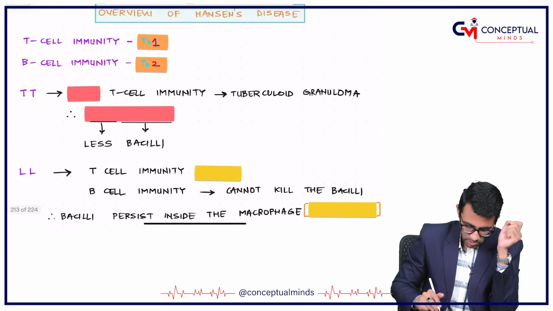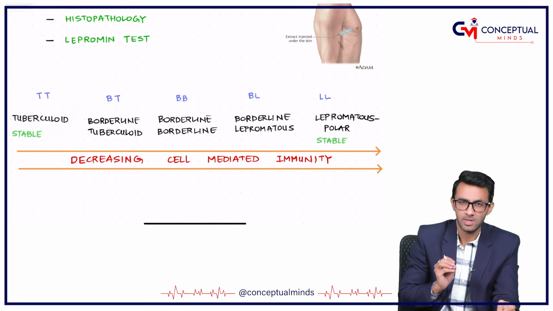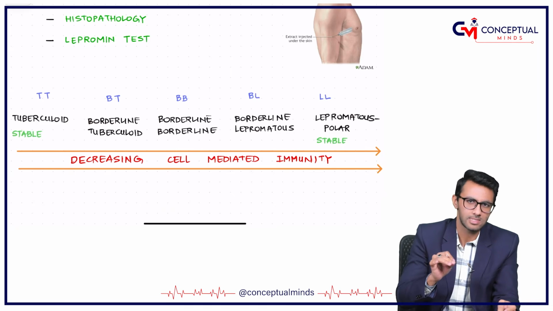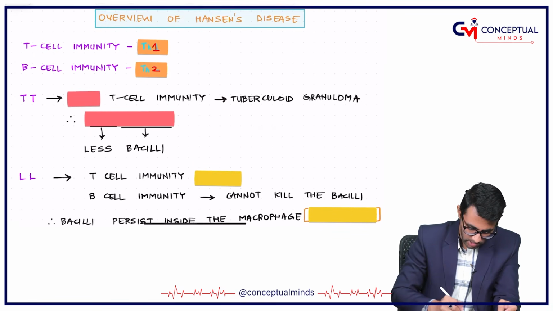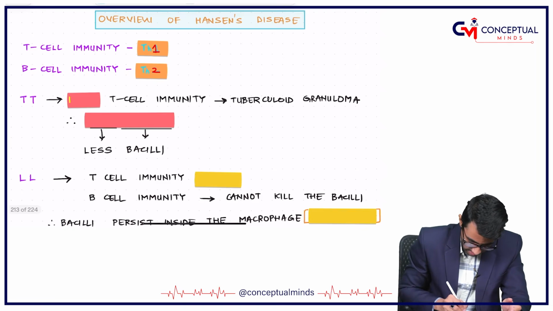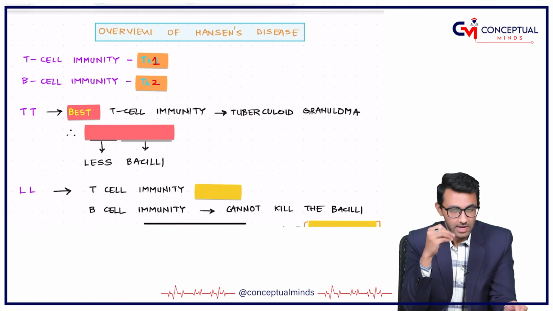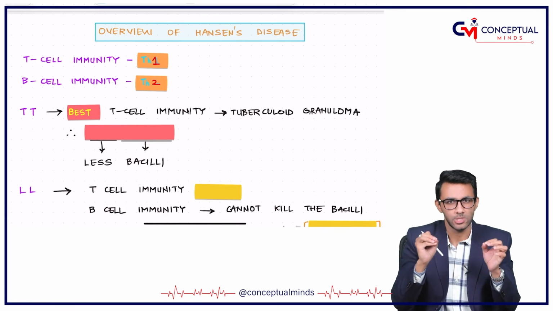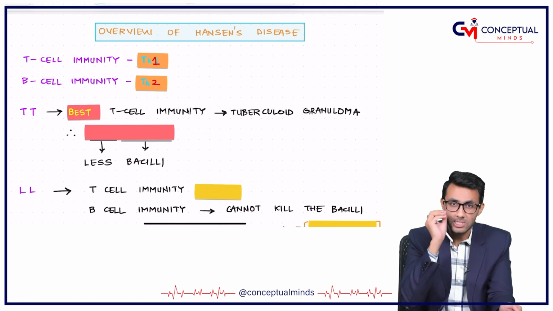The TT type, which is there over here, I am mentioning about this. What I told you is that it has the best immunity. The person has the best immunity in the tubercular type. Let us write down the notes as well. In the TT type, the T cell will be involved, and the T cells are the ones who are most efficient. In the T cell, we are talking about the TH1.